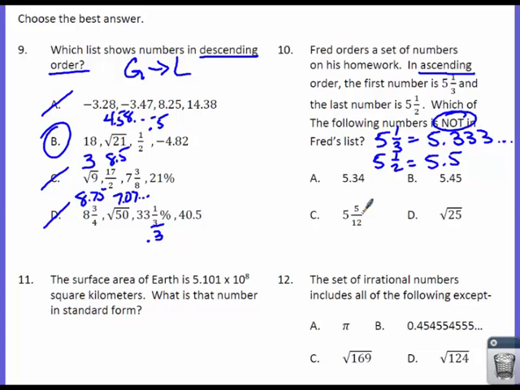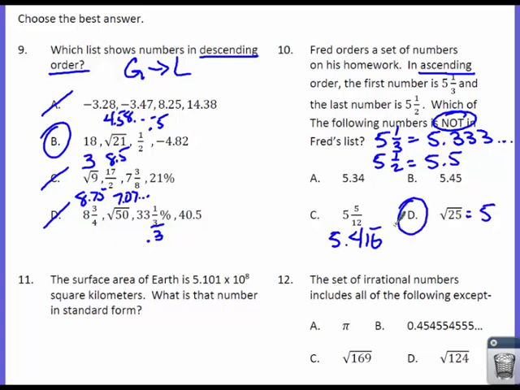So when we look at C right here, we've got 5 and 5/12. Well, that gives us 5.416 with a bar. Okay, so because that 4 there is in between the 3 and the 5, then it works just fine. The square root of 25 is equal to 5. Well, 5 is not in between 5.3 and 5.5. It's actually below that, so D is the correct answer.